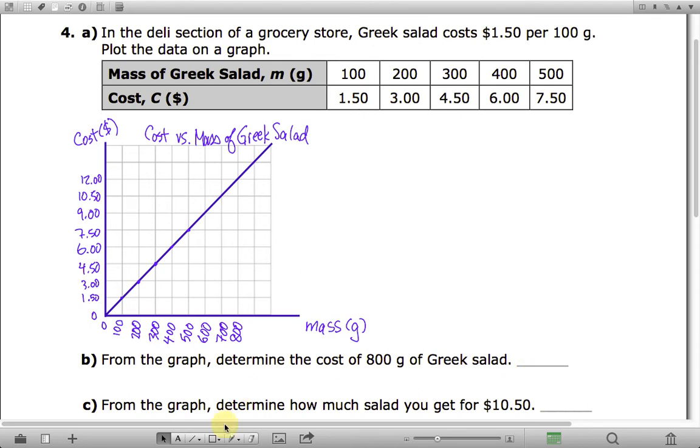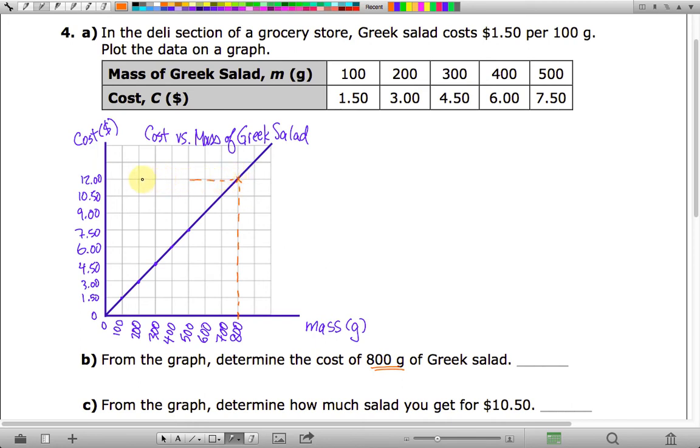In any case, let's figure out those values. Maybe I will just switch pen color here so that I can set this work apart a little bit. If we want to get 800 grams of Greek salad, so here's 800 grams. If you go up to the line and you make a mark, well, this is a pretty easy one to figure out because it's right on a grid point. And so you can see that that's going to cost $12.